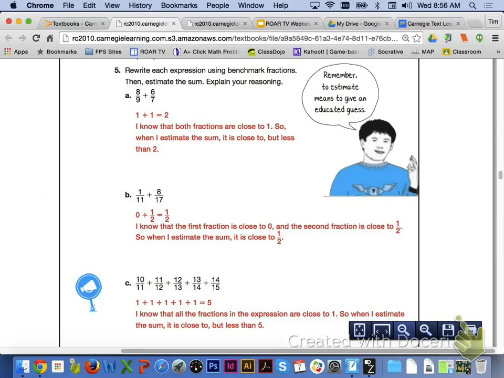If we take a look at letter A, we are going to rewrite the expression 1 plus 1. I know that both fractions are close to 1, so when you estimate the sum, it is close to but less than 2. For letter B, the first fraction, 1/11, is going to be close to 0. The second fraction is close to 1/2. So when you estimate the sum, it is going to be close to 1/2. And finally, for letter C, all the fractions in the expression are pretty much close to 1 whole. So when you estimate the sum, it is going to be close to but just a little less than 5.